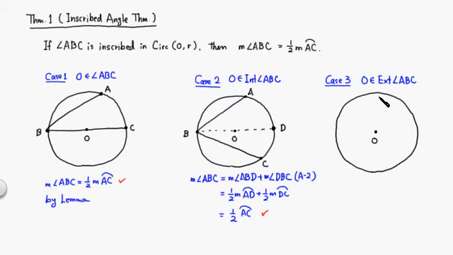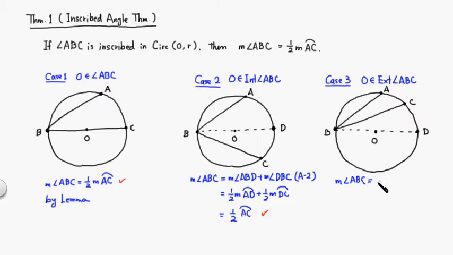Alright. Then what about the case where the center sits in the exterior of the angle? So you're going to have a picture which looks probably something like this. Right, so this is going to be our A, and this is B, and this is C. Right? Then we're going to do the similar construction. We're going to construct the diameter here and call that guy D, right?